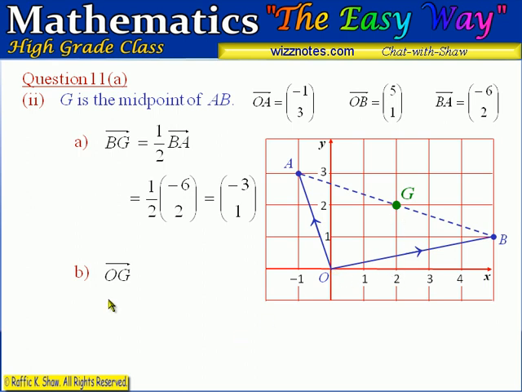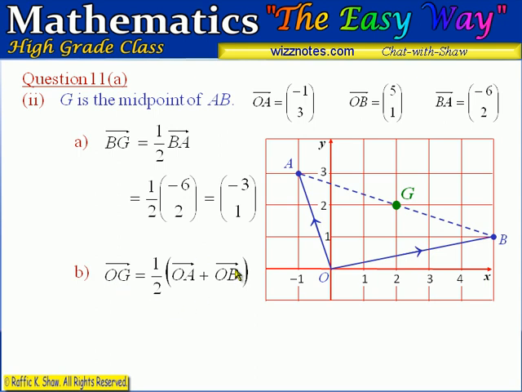But we can also calculate the position vector of G using the vector midpoint formula for the position vector of the midpoint of a line. Since G is the midpoint of AB, then the vector OG is given by half the sum of the position vectors of the endpoints of the line AB. So that's half the position vector of A plus the position vector of B. That's the midpoint formula for the position vector of the midpoint of a line.